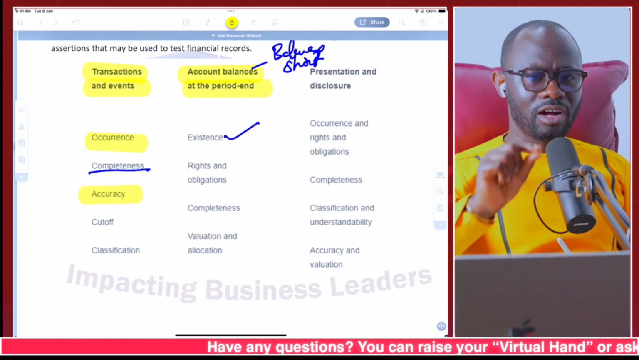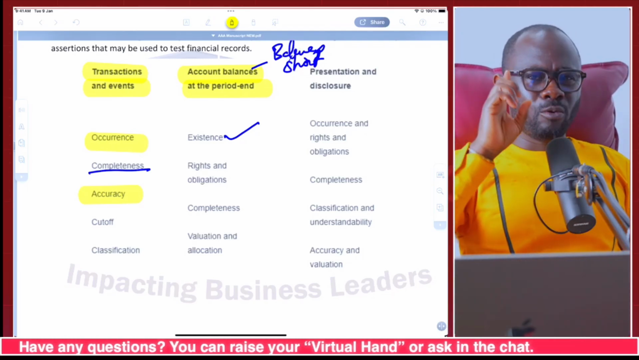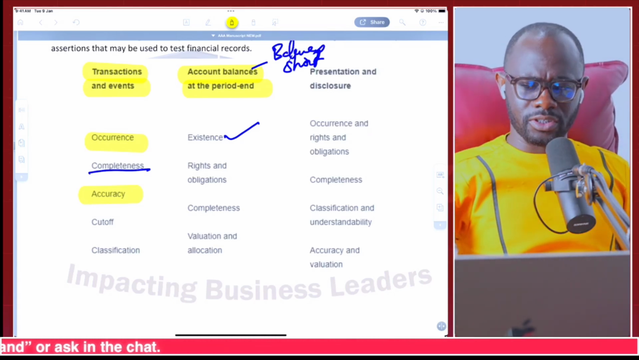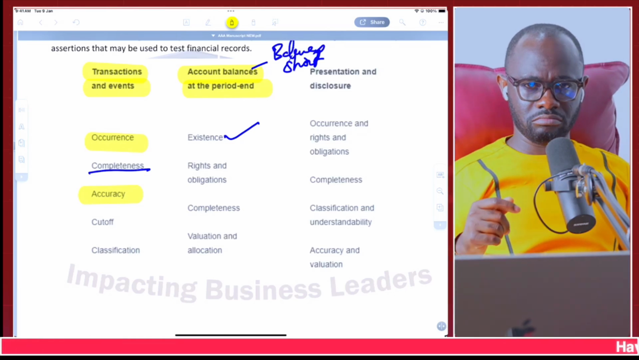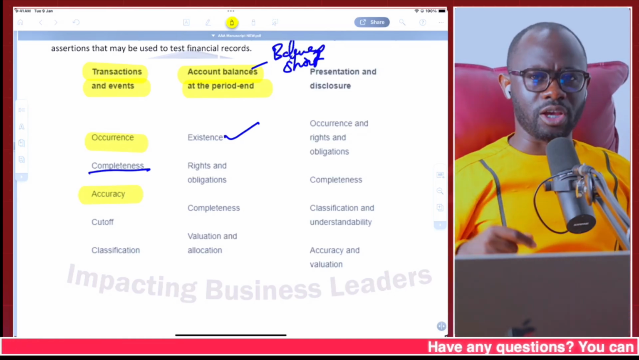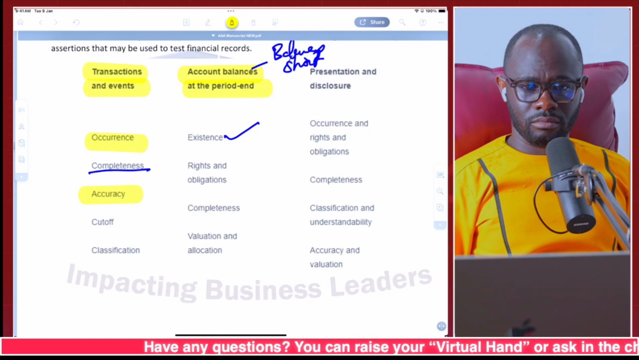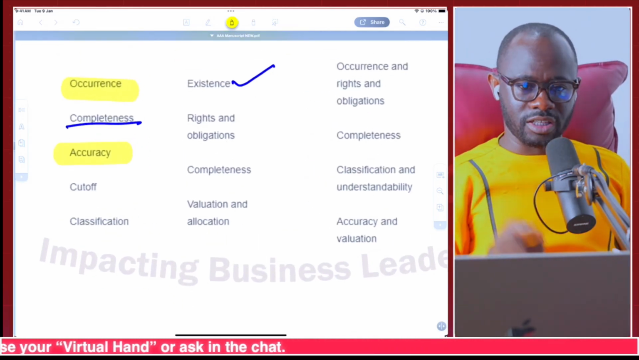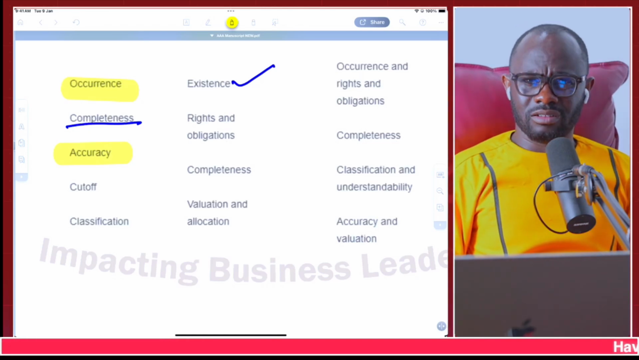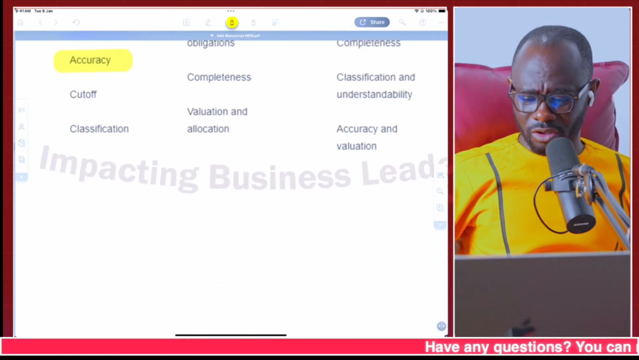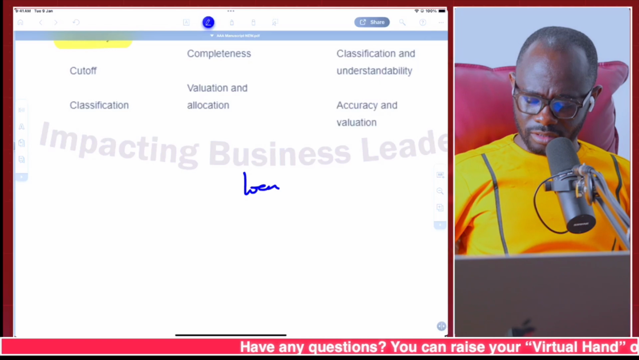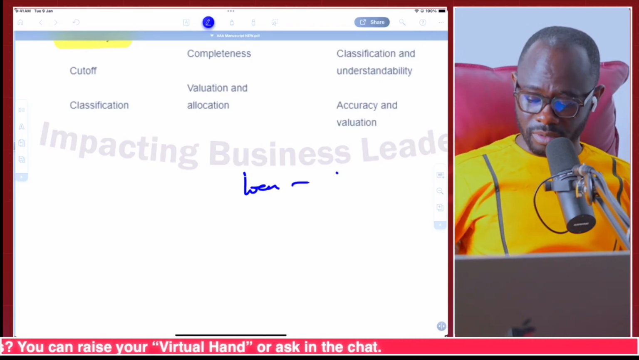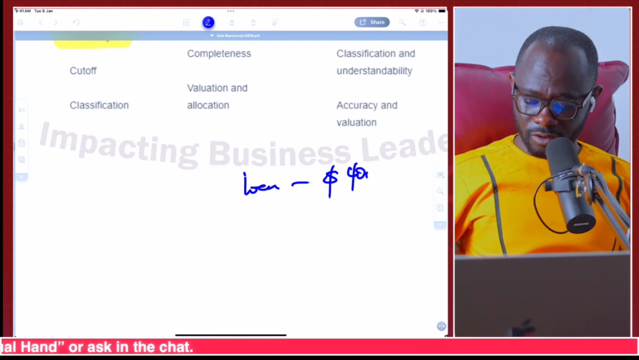Then we come to the account balances at the year end. If what we are auditing is on the face of the statement of financial position, like the PPEs, trade receivable, trade payable, cash and bank balances, then these are the assertions you are going to be focusing on, as we have stated already, existence. Say they've told us they have taken a loan. We are told that the entity has taken a loan from the bank to the tune of, whatever, $40 million.